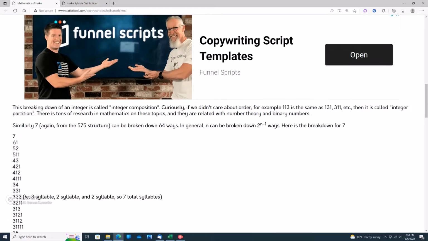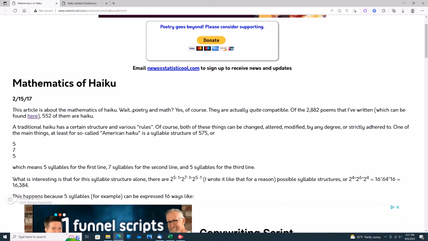So in general, if you're going to generalize this, let's back up one more time. For the 575 structure, and I write it like this for a reason, there are 2 to the 5 minus 1 multiplied by 2 to the 7 minus 1 multiplied by 2 to the 5 minus 1, or 2 to the 4 times 2 to the 6 times 2 to the 4, and you multiply those, you get 16,384 possible syllable structures that you could do for a 575 haiku.